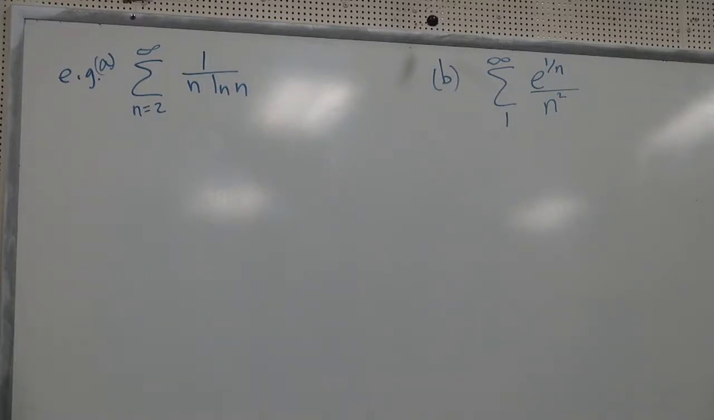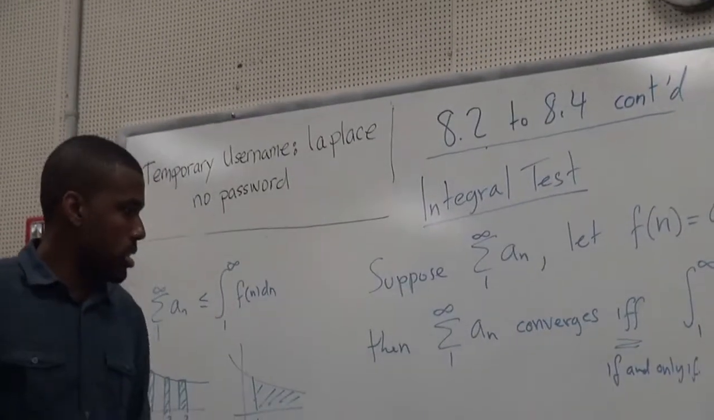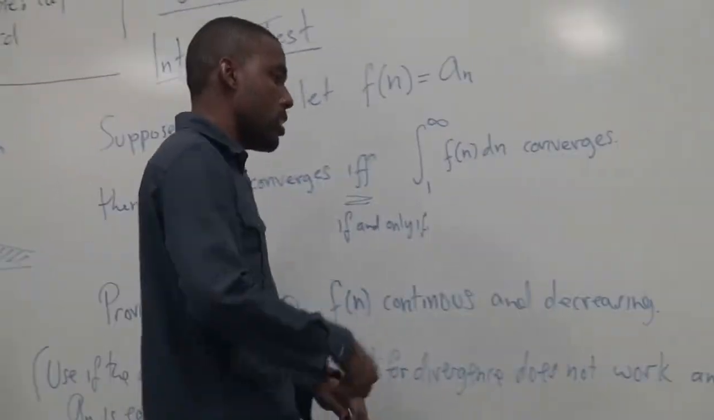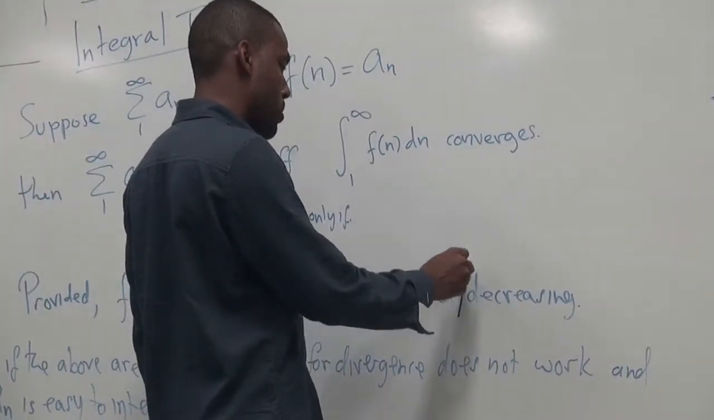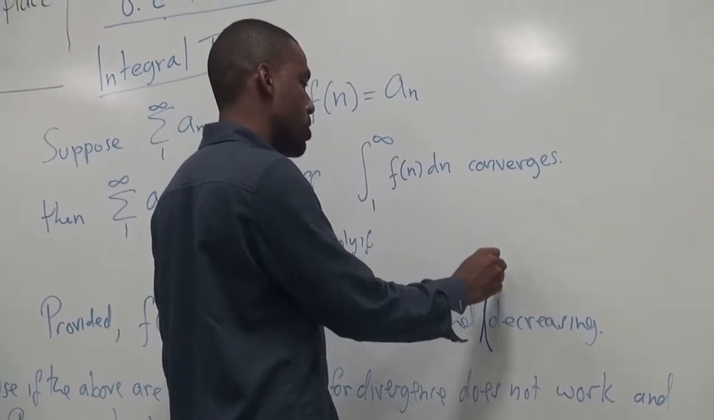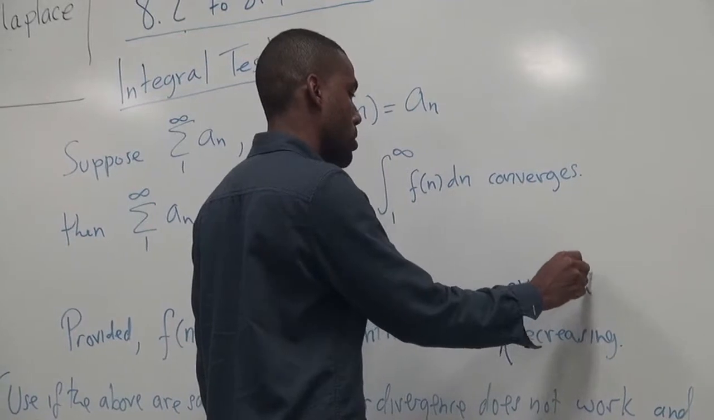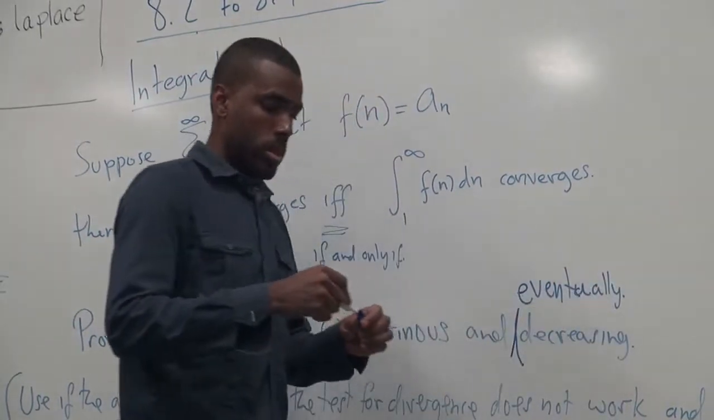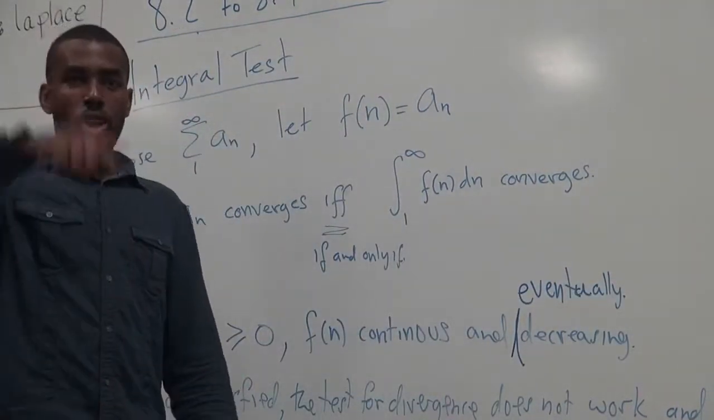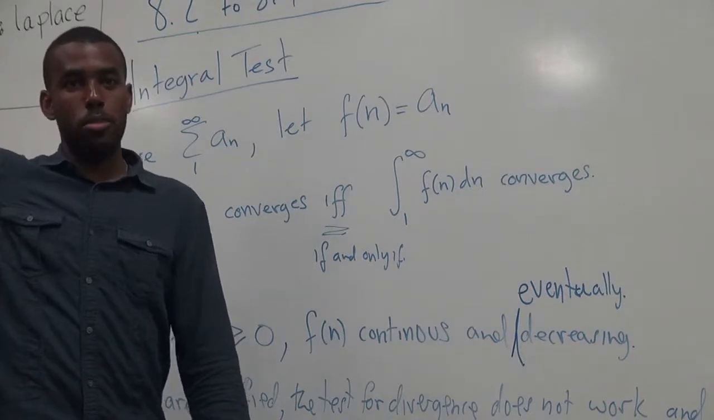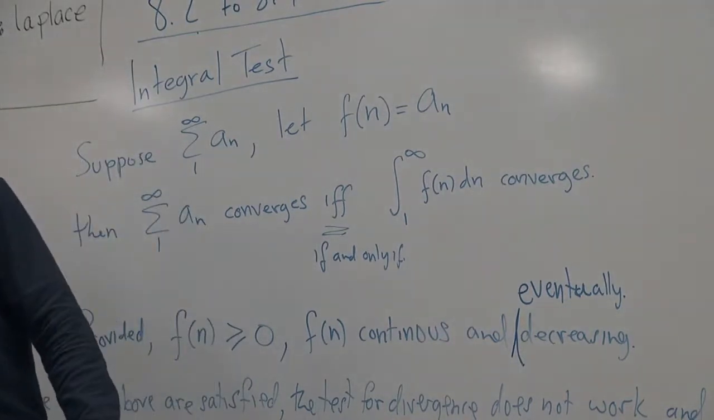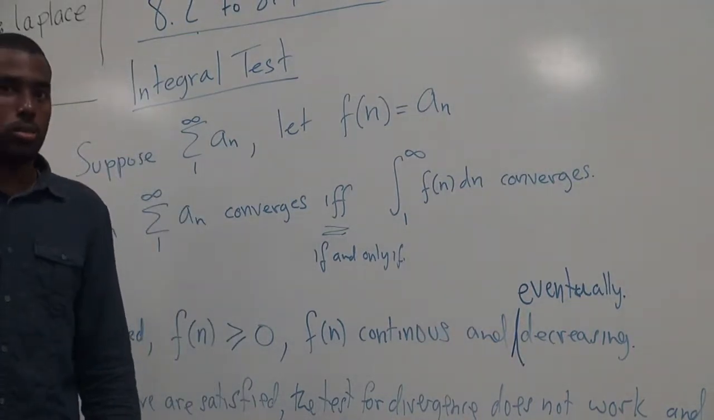By the way, the text and the table will say decreasing, but it's actually good enough if it's eventually decreasing. So if it has a rocky start where it bounces up and down, but eventually it just keeps decreasing, that's okay too.